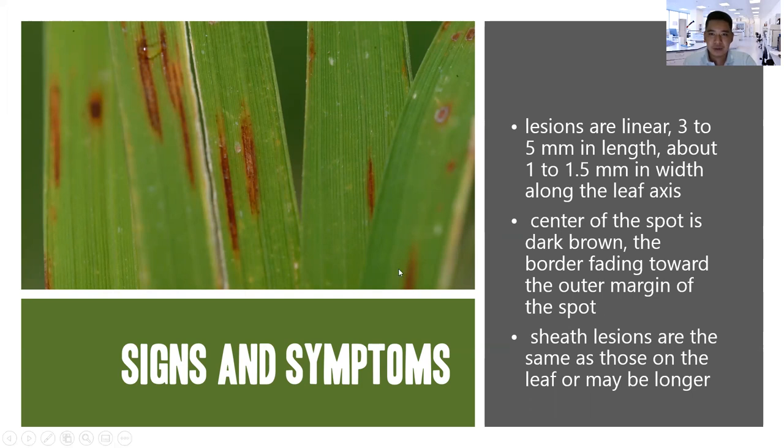So for signs and symptoms, lesions are linear, 3 to 5 mm in length and about 1 to 1.5 mm in width along the leaf axis. That is how distinct the symptoms created by narrow brown spot disease are. The center of the spot is dark brown, with the border fading toward the outer margin of the spot. So the color goes from dark brown to light brown. Sheath lesions are the same as those on the leaf or maybe longer.